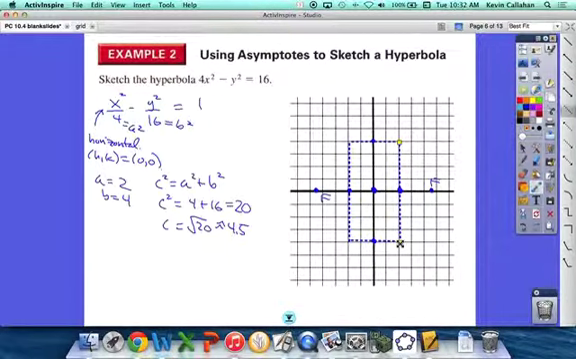Yeah, so sketch in a rectangular box. It's got those 4 points as the midpoints of the sides of the box. And then you're going to draw the diagonals of that box, like that.